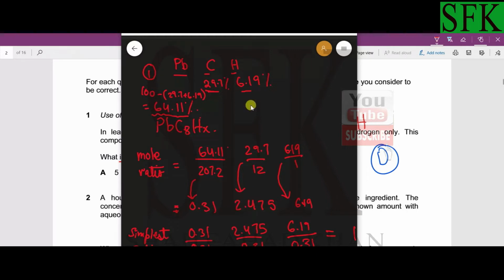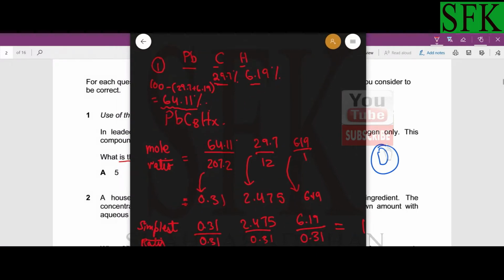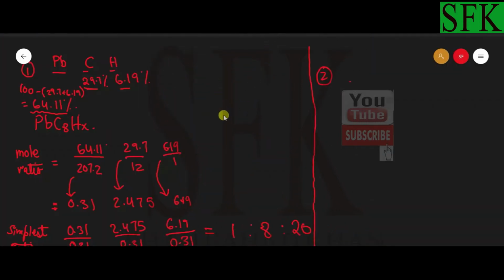All right, now after getting the mole ratio, what we'll do next is get the simplest ratio. To get the simplest ratio, we'll divide all these three terms by the smallest of the three. Okay, so 0.31 is the smallest of the three. Divide 0.31 by 0.31, divide 2.475 by 0.31 and 6.19 also by 0.31. So we get 1 is to 8 is to 20.